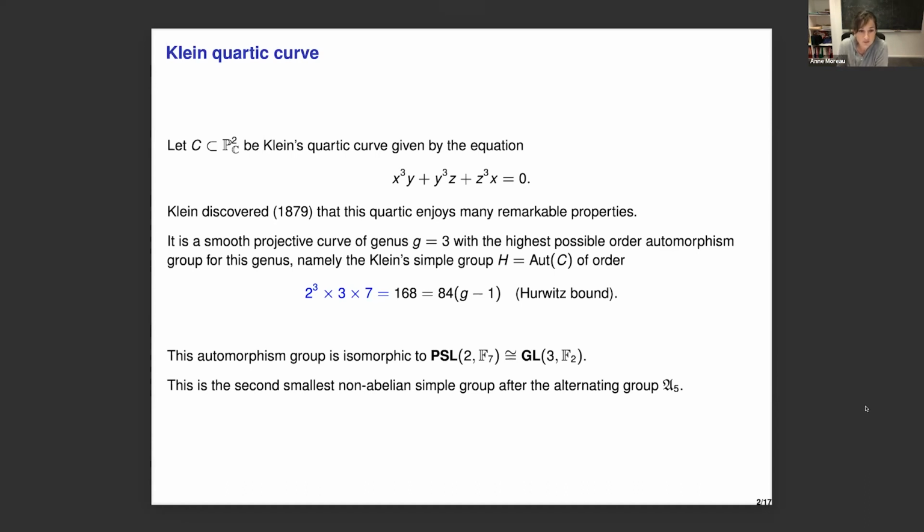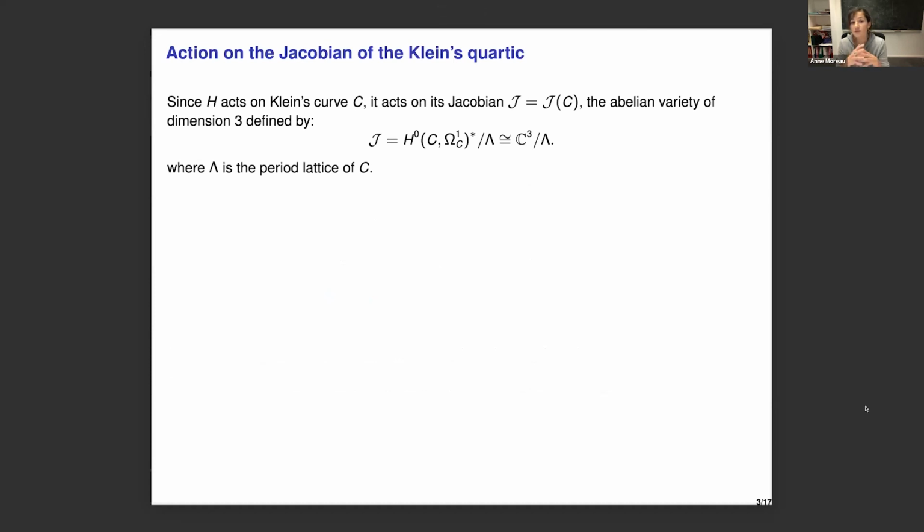All right, so now we are interested in the action of this group on the Jacobian of this curve. Since this group acts on Klein's curve C, it also acts on its Jacobian J. And I recall that this is an abelian variety of dimension 3, the genus of the curve. And this is by definition the quotient of C^3 by the period lattice of the curve. Here C^3 stands for the vector space of global holomorphic differential forms on the curve. And this action leads to a linear action on C^3, which leaves the period lattice invariant.